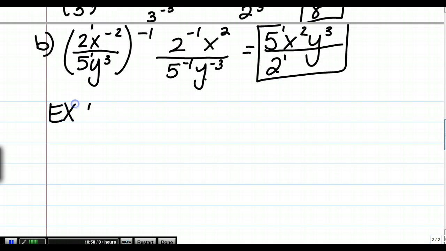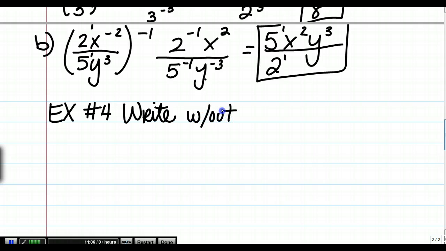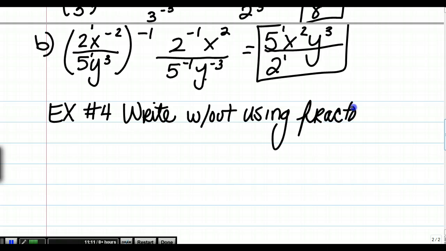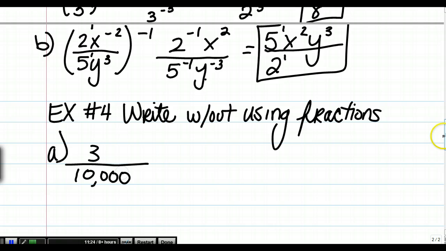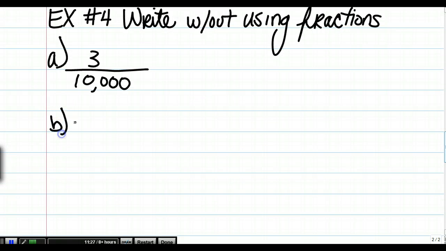Last example, number 4. The directions will say on your classwork, write without using fractions. Oops, gotta spell it right. Okay, these are the two we're going to do, and then we're done with notes.